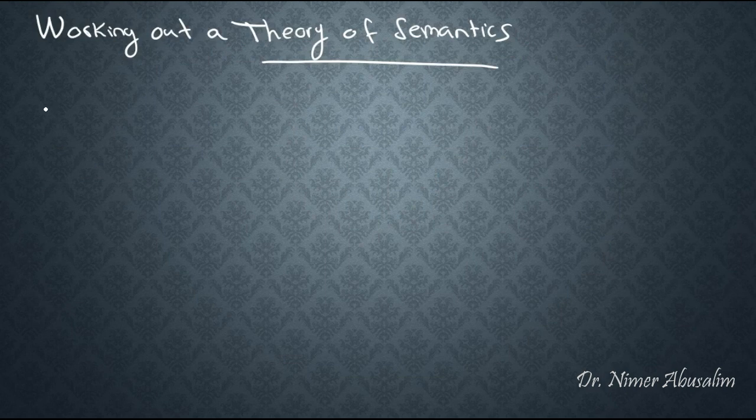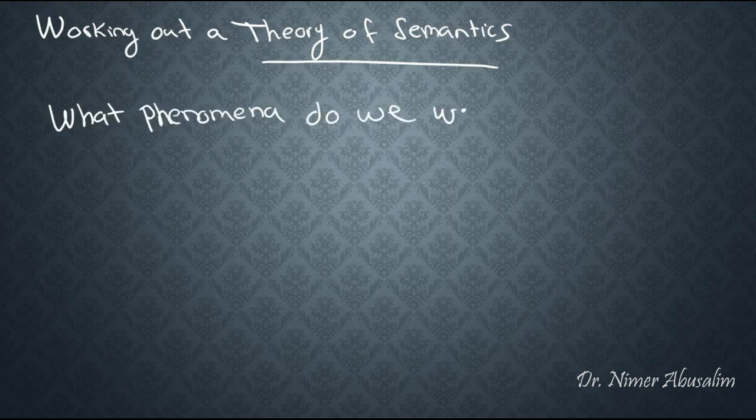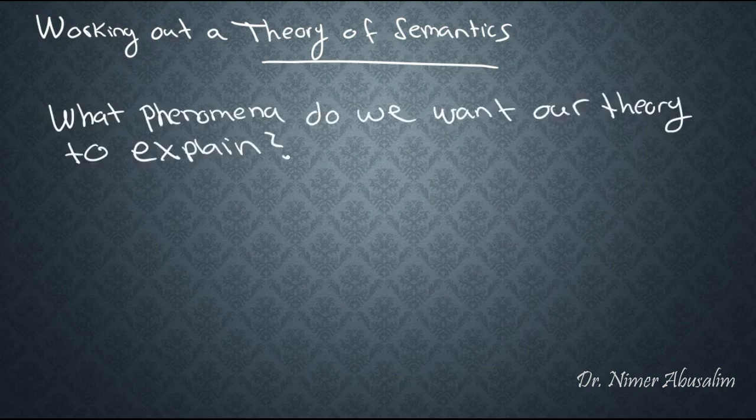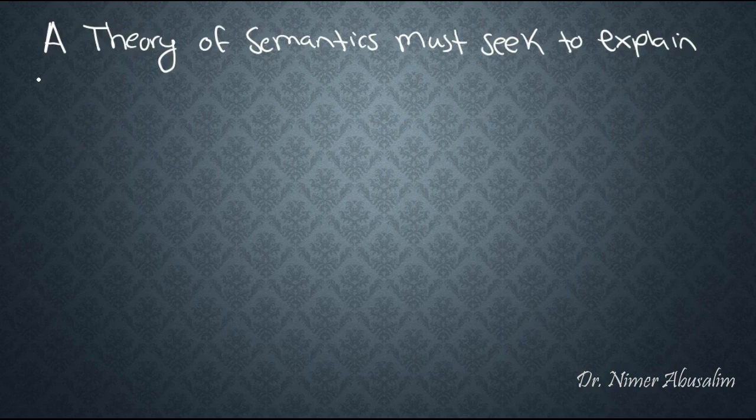So what's our first step in working out a theory of semantics? Well, first of all, we want to ask ourselves, what phenomena do we want our theory to explain? So of course, first we need to know what issues we have in the field of semantics that require an explanation. This is where our theory of semantics would come in and help us out. Okay, so a theory of semantics must seek to explain what we call productivity.